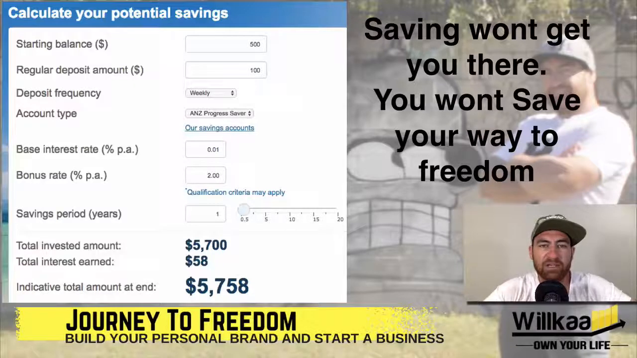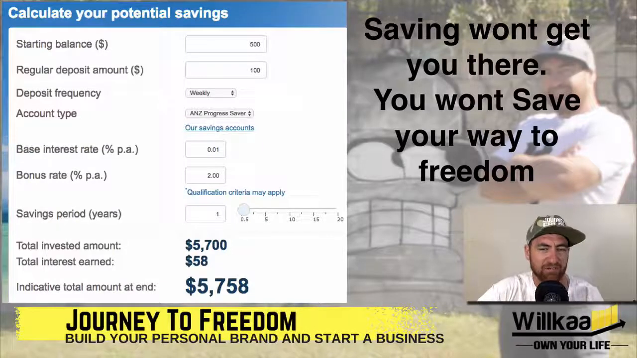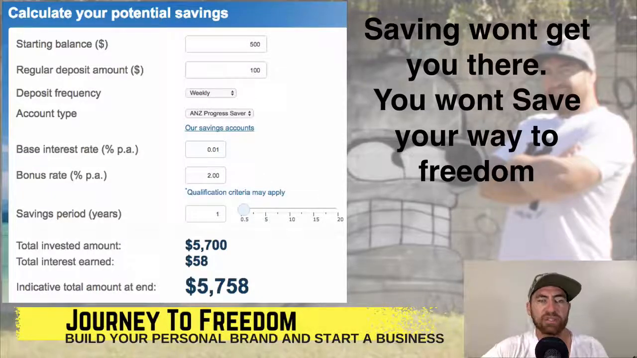So I did a few calculations, just using a calculator online. If you started with $500 in your bank account and made regular deposits of $100 every week, over a year you'd have $5,700, but the interest you'd earn is only $58, guys. So you can't save your way to freedom. You're going to need a massive amount of money to start off with, or a massive amount of time. Time and money is something that we don't have right now, but time is something that we can't waste. So we can't waste our time trying to save our way to freedom.